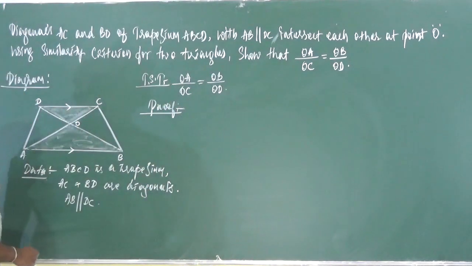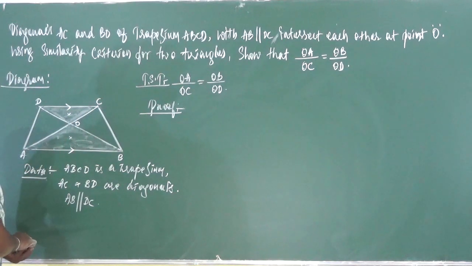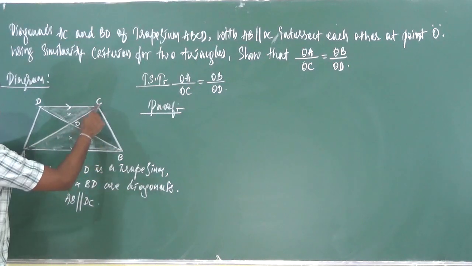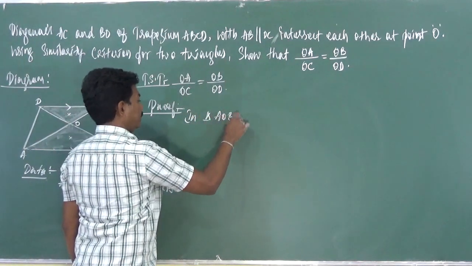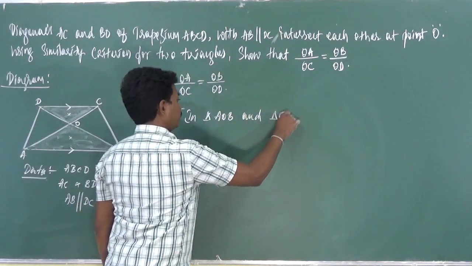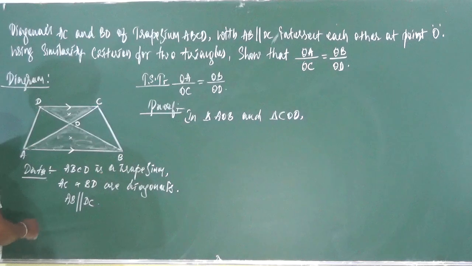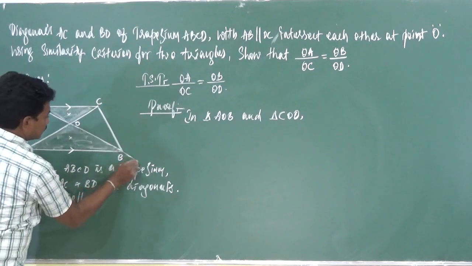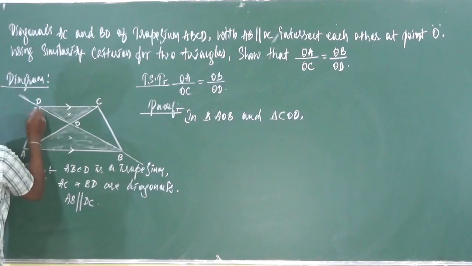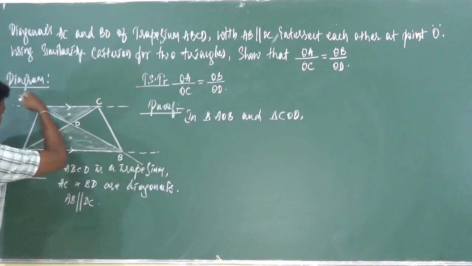Right. So I have selected two triangles. One is this, another is this. I hope you can see this. I have shaded the triangles. So in triangle AOB and triangle COD, now, as DC and AB are parallel to each other, we can take BD as the transversal. Consider these are the two parallel lines and this as the transversal.